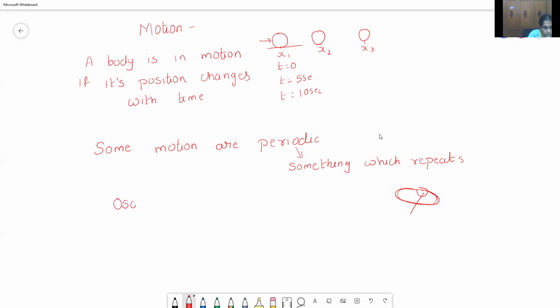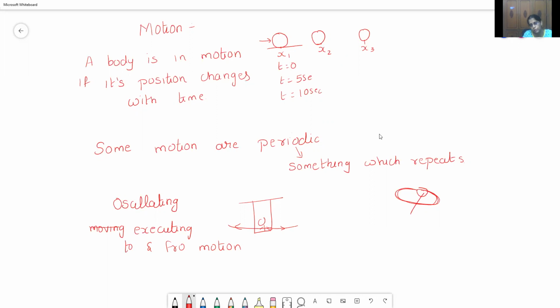Now say for example something is oscillating. Take a swing, a person is sitting on it, and they move right and then again to left. The kid on the swing is moving right and left, so they are oscillating. The swing is executing to and fro motion. This sort of oscillatory or to and fro motion is also periodic.